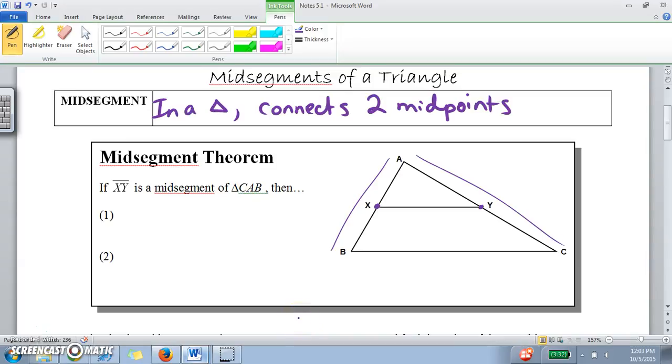So if XY is a midsegment, we've got two things that we know about it. We know that XY is parallel to BC. So a midsegment is always going to be parallel to the side of the triangle that it's not intersecting. It intersects these two sides right here, so it's going to be parallel to this side right here. It is also equal to half the length of that side that it's parallel to. So XY would be half of BC. If BC was 20 units long, XY would be 10 units long.